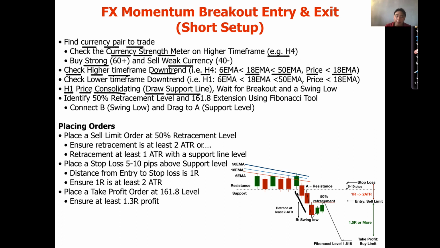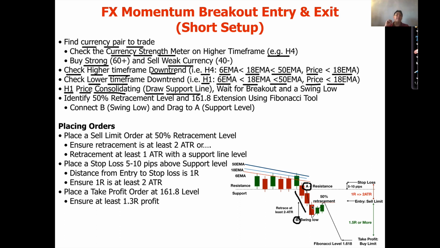Yeah, and at the point of breakout, we want to see the lower time frame, H1 again, has a clear downtrend pattern, right? 6 below 18, 18 below 50, price below 18. So as it's moving down, I'm waiting for a swing low and a retracement. Okay, so the point of the break or the support is point A. I've mentioned that. The swing low is point B.